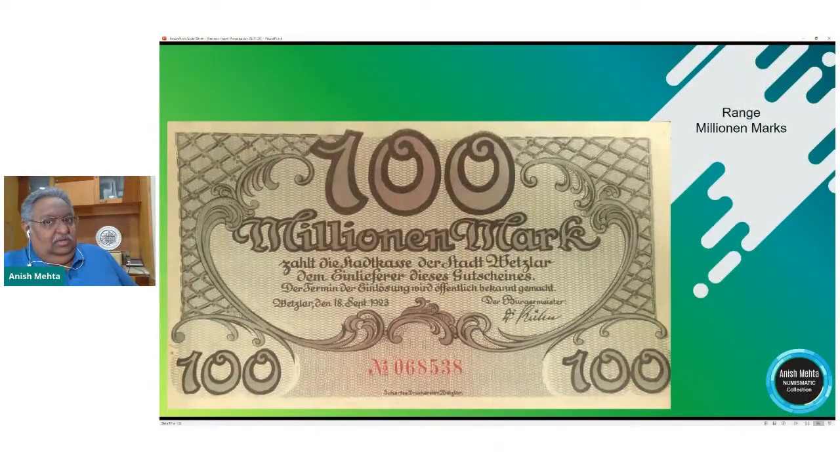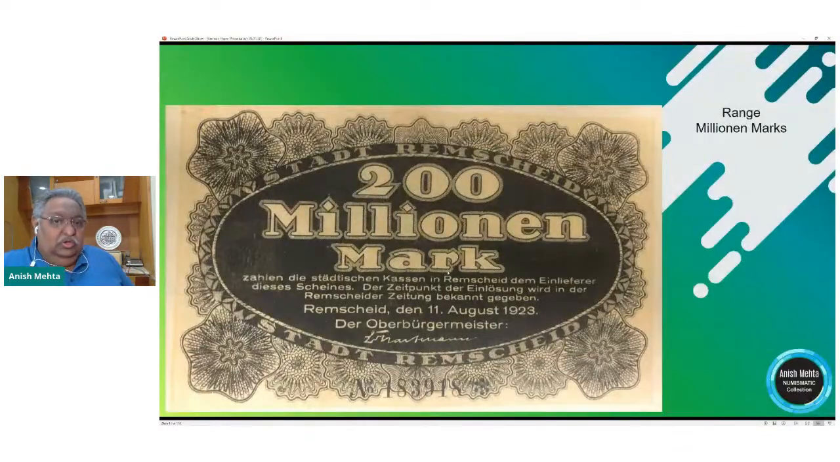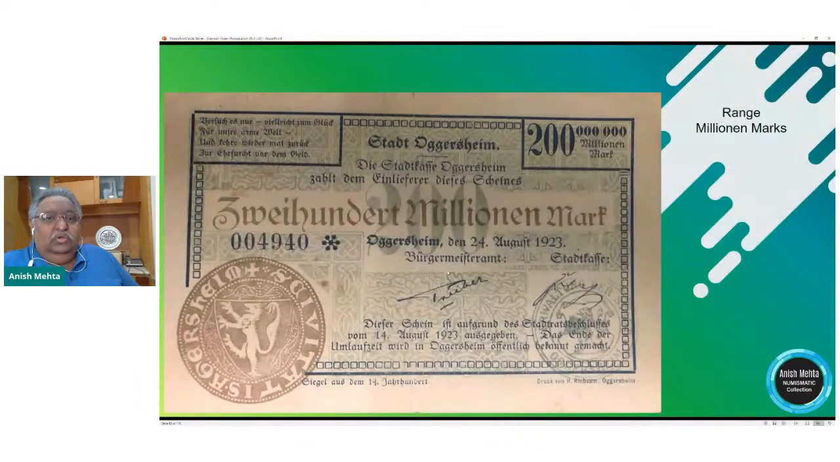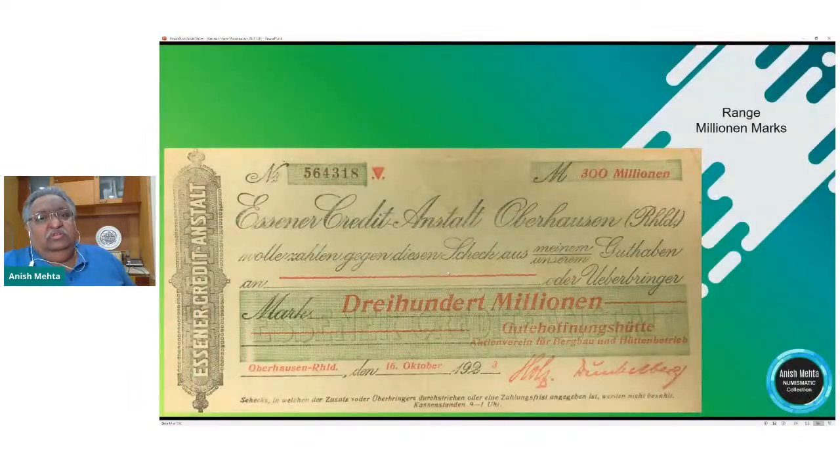This is 100 million. This is another 100 million. This is 200 million. 200 again. 300 million. This is 300 million.